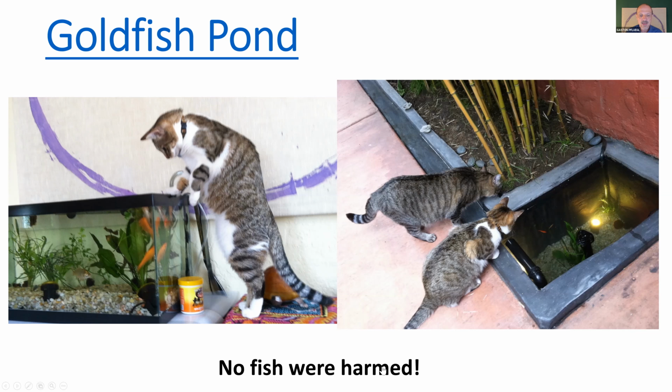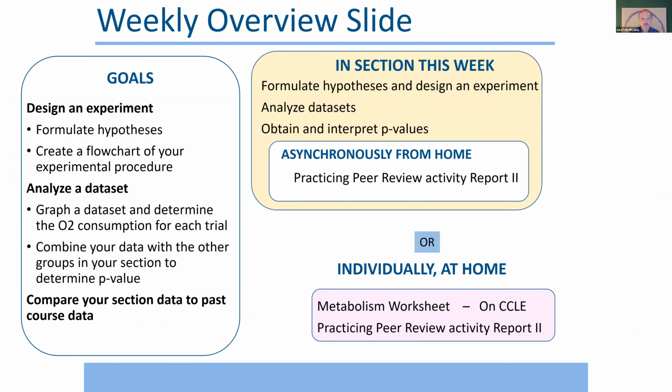Just to say, basically, these fish were not harmed. They were not used up. They were used for the experiment and then put back in the tank, and they usually survived. So these were not sacrificed for the experiment. But we got a lot of data on these goldfish, and that's the data you're going to be working on.